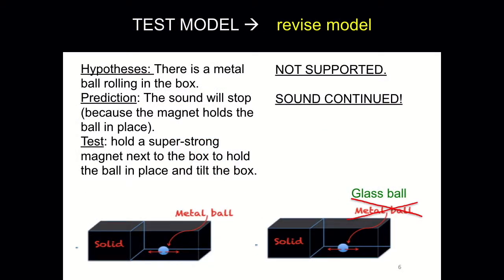So let's say we do this, and we put a strong magnet next to the ball, and we find that the sound keeps coming. That is, we had a hypothesis, and we had a prediction, and they were not supported. They were falsified. They were shown to be false. Well, clearly, the model that we came up with is not supported. So we need to go back and revise the model. It's clearly wrong. Well, one of the revisions we could make is, well, maybe there is a ball, but this ball is actually not made of metal. It's made of glass.